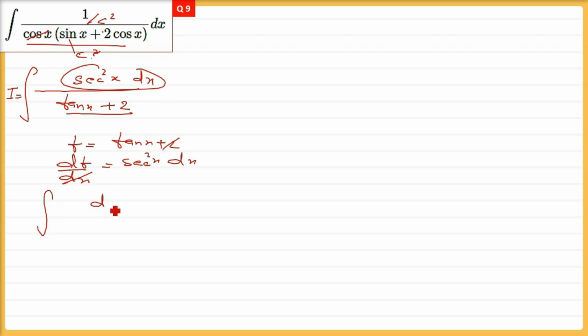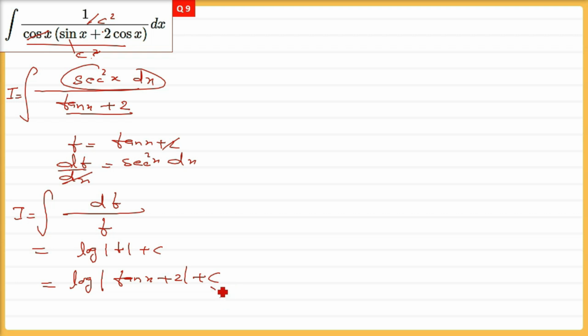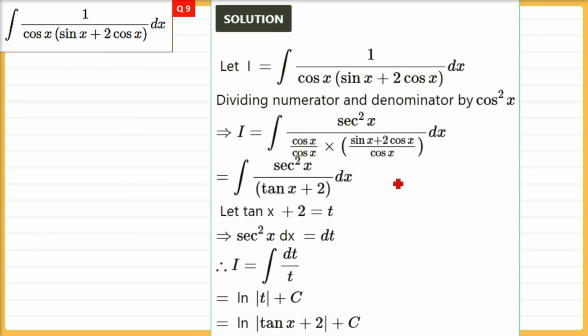So this will become dt, denominator always t, and this is the simplest integration we have got up till now, which is log modulus of t. So log modulus of t plus constant of integration. What was t? It was tan x plus 2. Just write log modulus of tan x plus 2 plus constant of integration. This is your final result. Divide by cos square x, you'll get the result. So this is a very straightforward question again. Just divide numerator and denominator by cos square x, and that is the direct result.